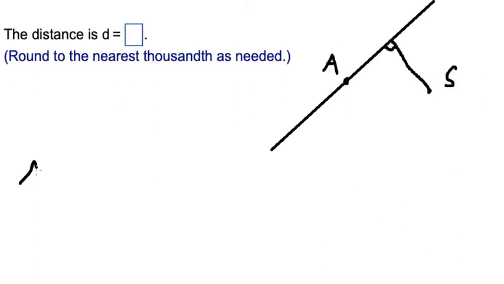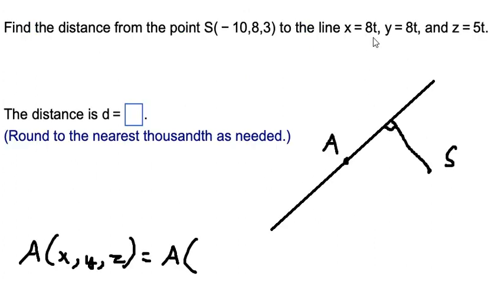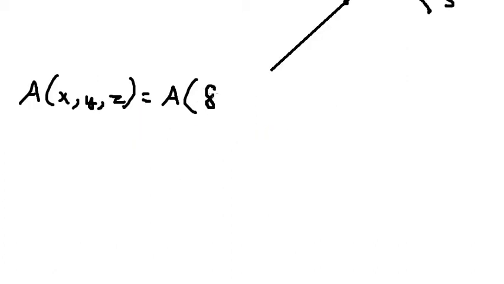So we have the x, y, and z. We know that x, y, z is about 80, 80, 50. So we put 80, 80, and 50. Now we need to find vector HA.